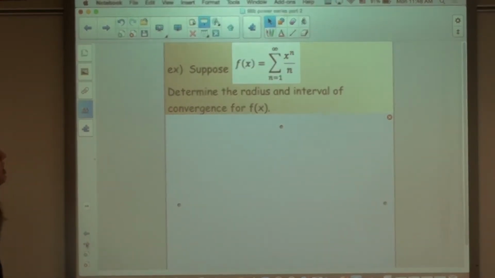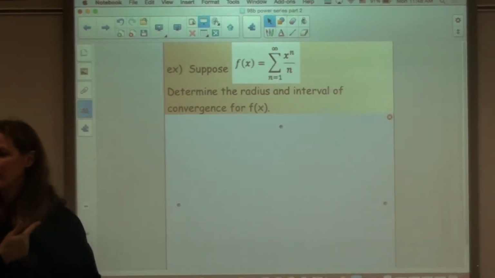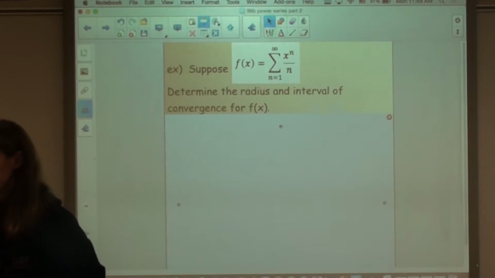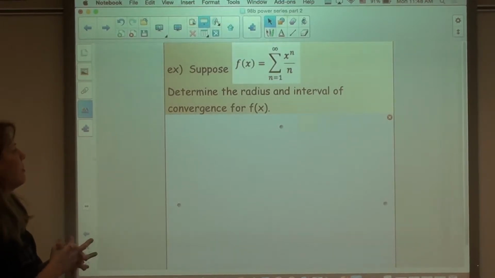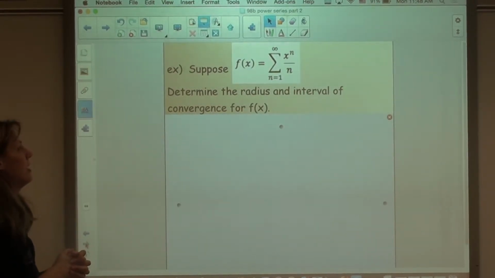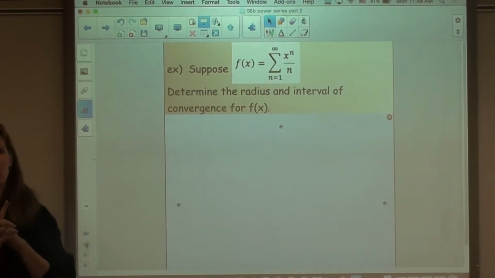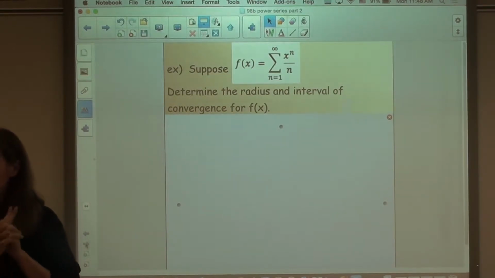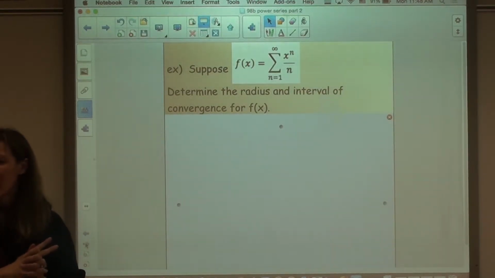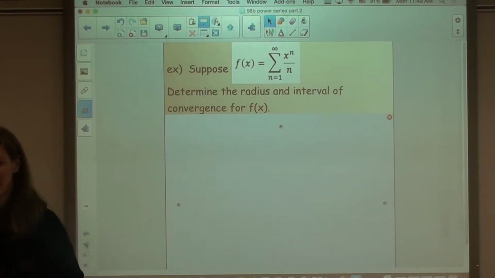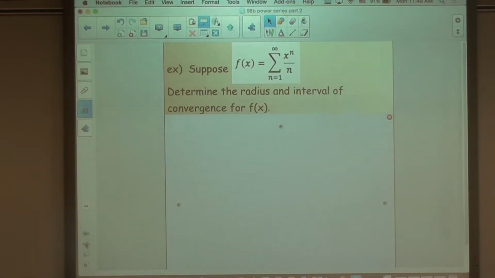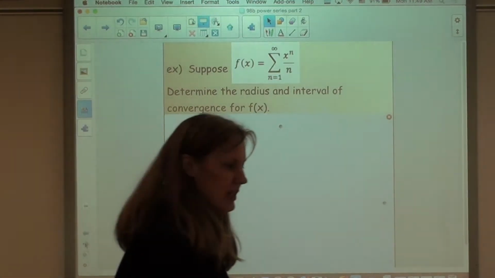Okay, so now we have an actual power series. No unknown constants, no C's, just a true series. Here's a lovely power series, x to the n over n. I want you to take 2 minutes, apply the ratio test, and figure out the radius and interval of convergence for f. We did this like 15 times this weekend. You should be old pros at this now.